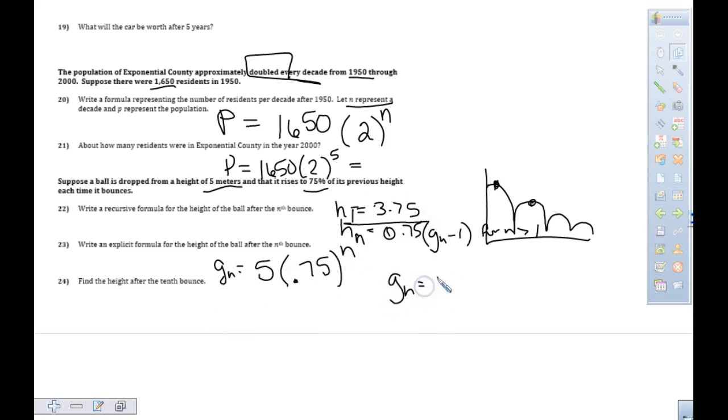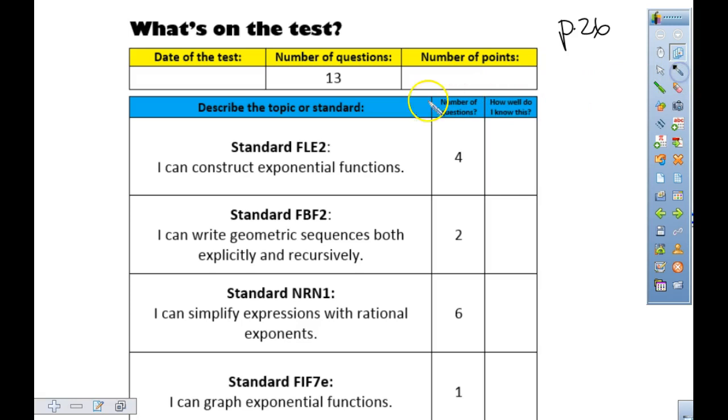g to the n equals 3.75 times 0.75 to the n minus 1. I would have taken either of these 2 answers. They both give us the same thing. So when you're putting this in, you're trying to find the height after 10 bounces. You're using n equals 10 in the equation where you started with 5, or 3.75, and you would have had 9. Okay.